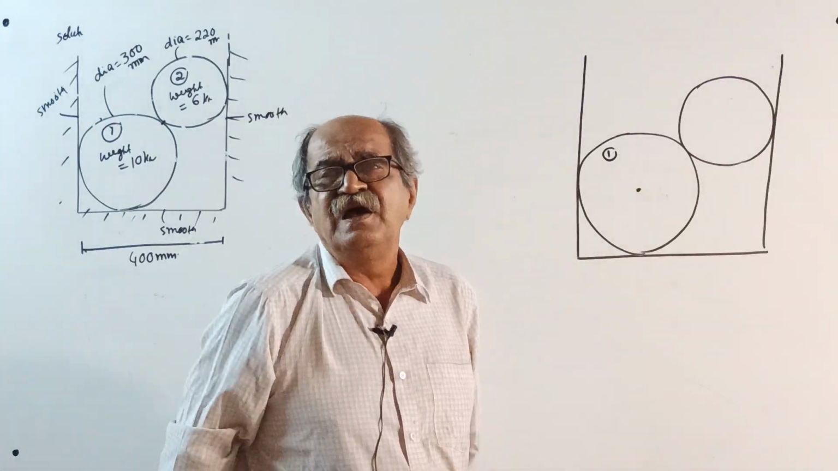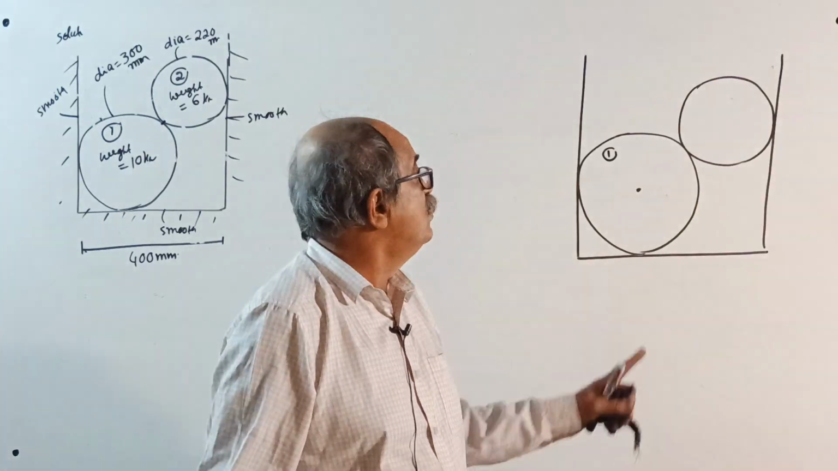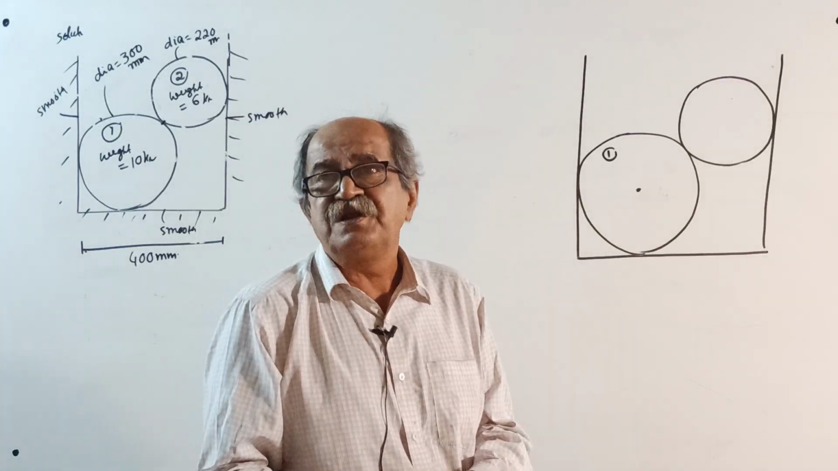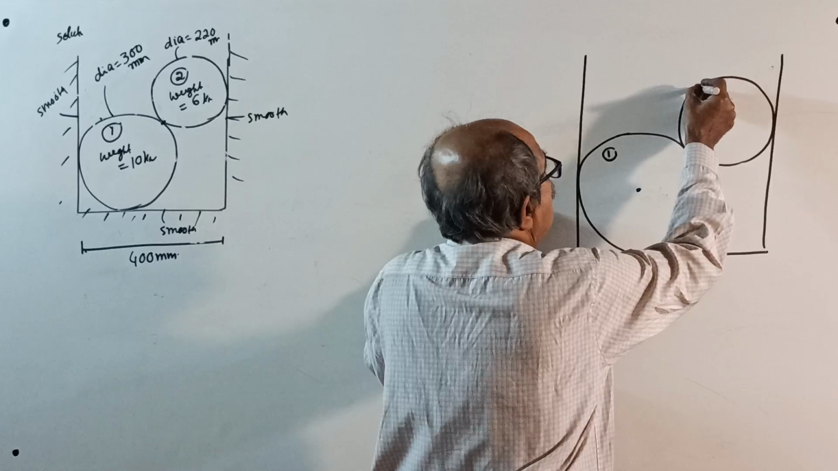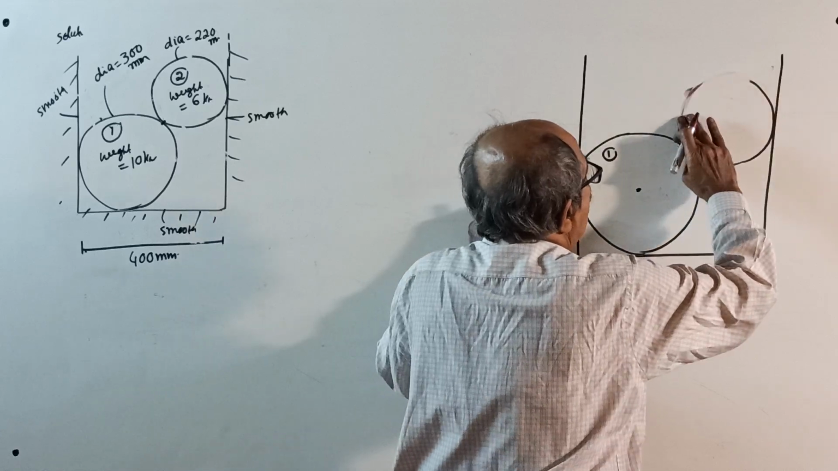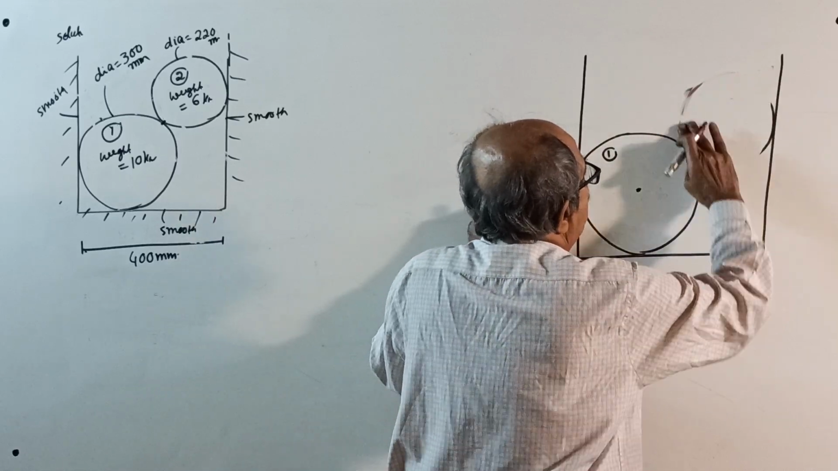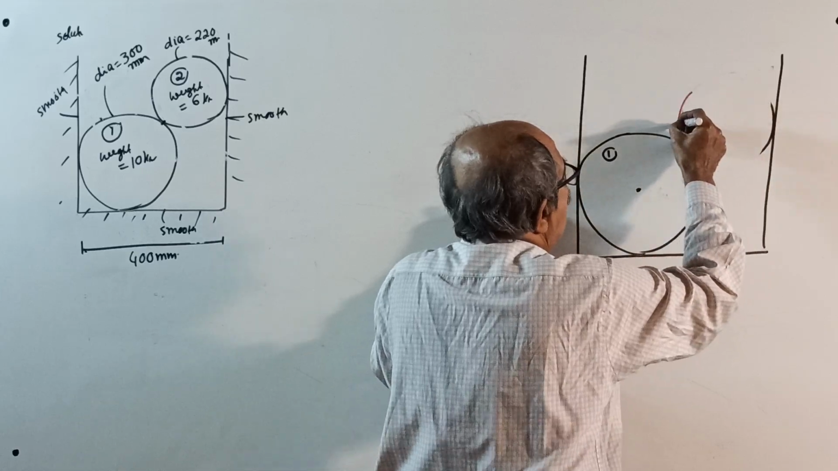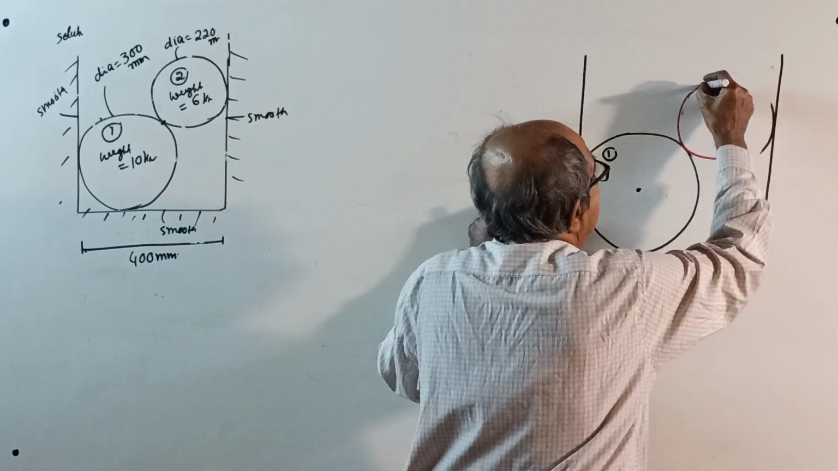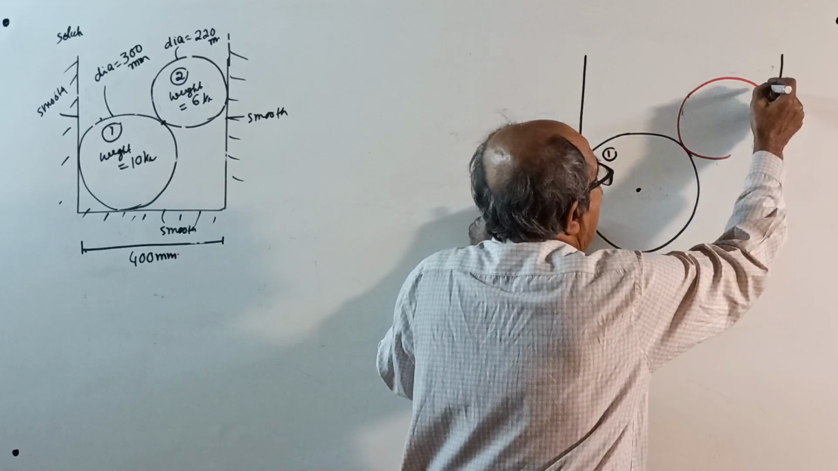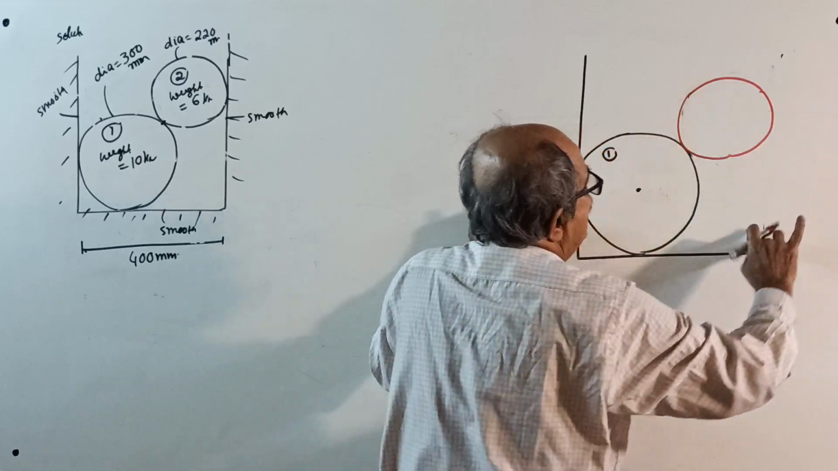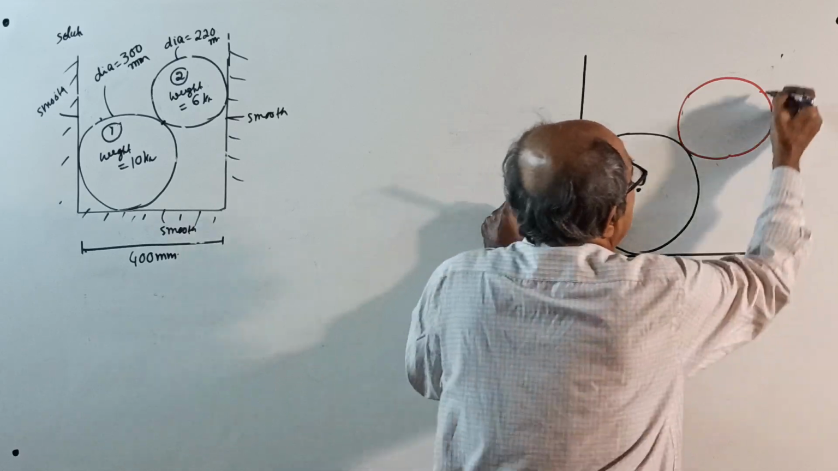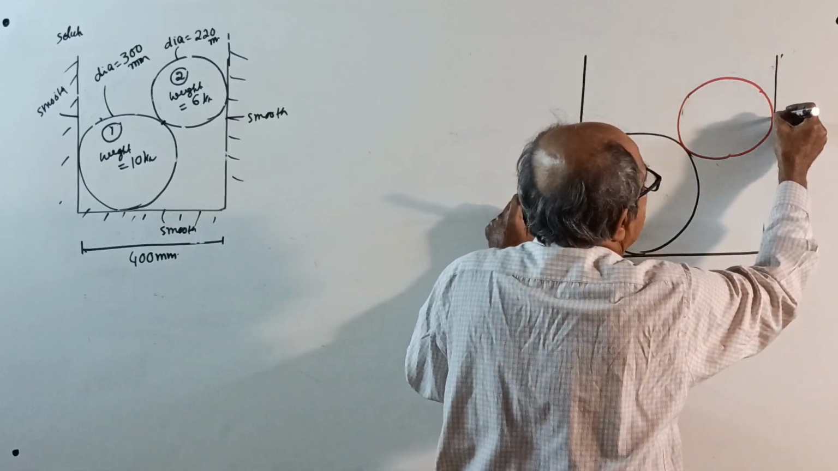Now I'll do one thing. Usually I use red color for unknowns, but this time I will use black color for 1 and red color for 2. There's a very important reason for it. I'll draw this one once again. I'll tell you later what the reason for this color is. If you are serious, you should understand.